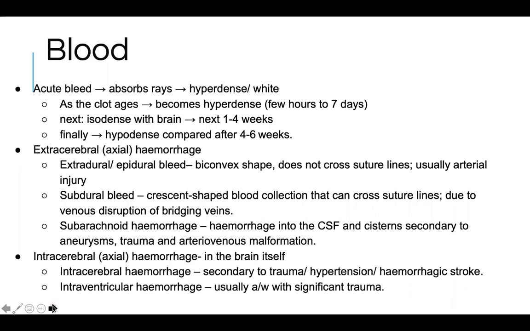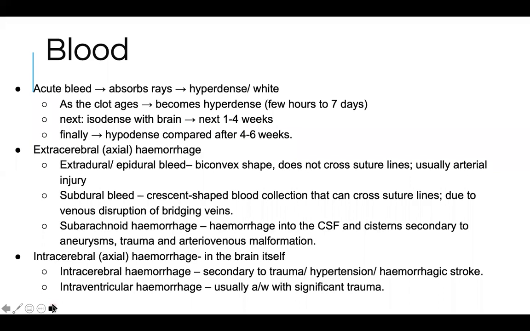And the different types of extracerebral hemorrhage are extradural hematomas. Remember that extradural is the same as an epidural bleed or hematoma. You can also get a subdural bleed, and then finally a subarachnoid bleed or hemorrhage. And then the types of intracerebral hemorrhage or intraaxial hemorrhage are an intracerebral hemorrhage or an intraventricular hemorrhage.